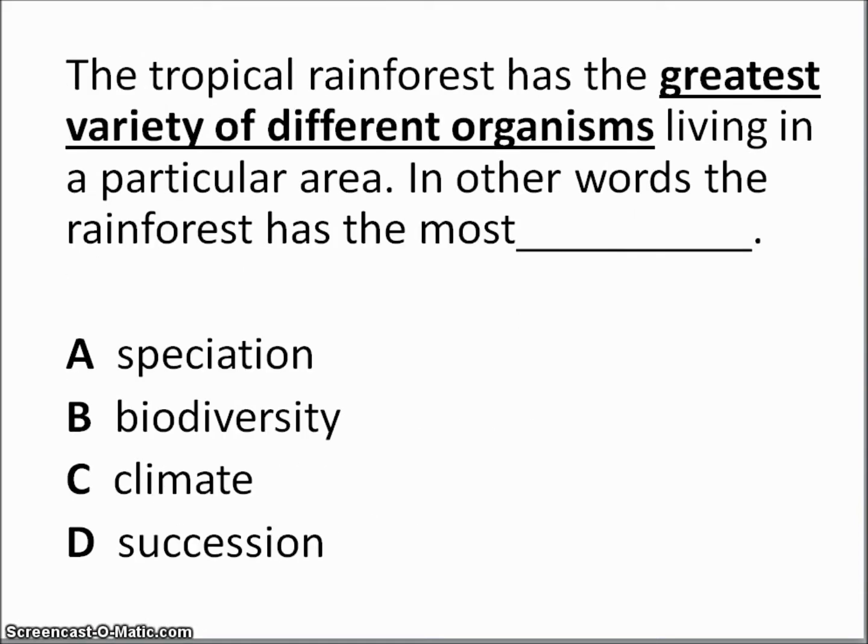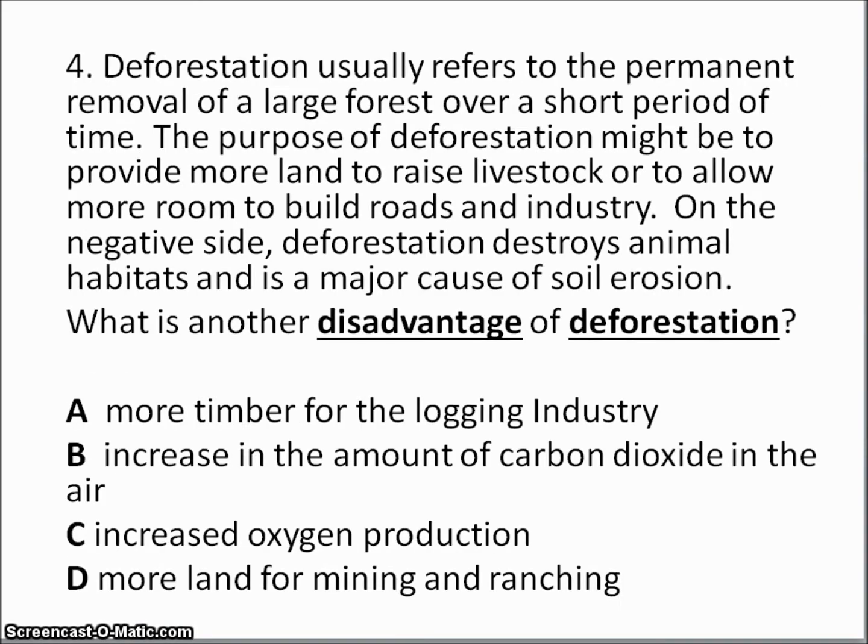All right, next question. This is question 3. The tropical rainforest has the greatest variety of different organisms living in a particular area. In other words, the rainforest has the most blank. Is it A, speciation, B, biodiversity, C, climate, or D, succession? Question 4.